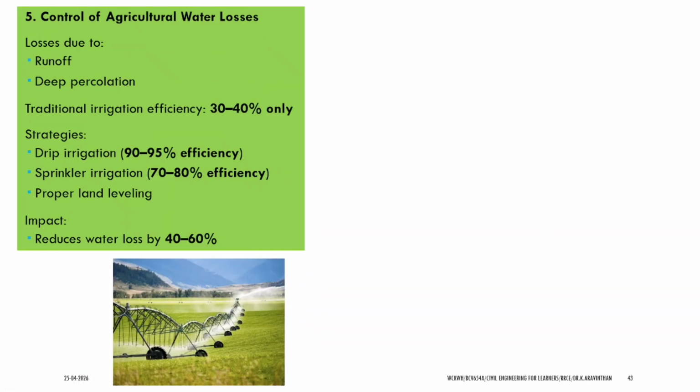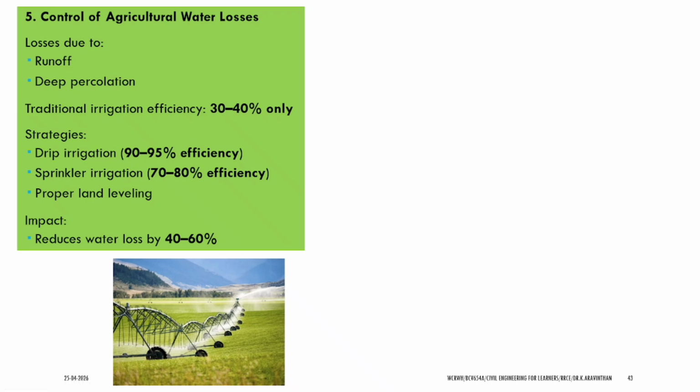Next thing, by agricultural practice, we can reduce water loss by providing drip irrigation system. So enough of information I have given in agricultural practice. So this is a sprinkler irrigation system and drip irrigation. Sprinkler irrigation reduces 70 to 80 percentage of water losses. Drip irrigation system reduces 90 percentage of water loss.